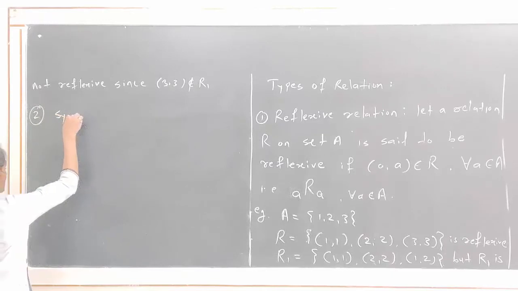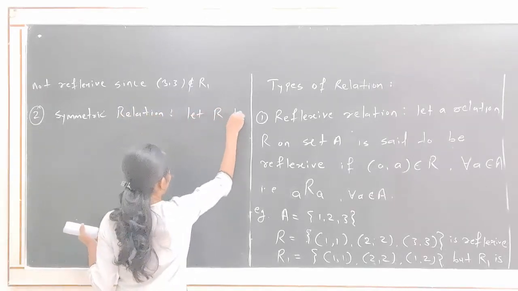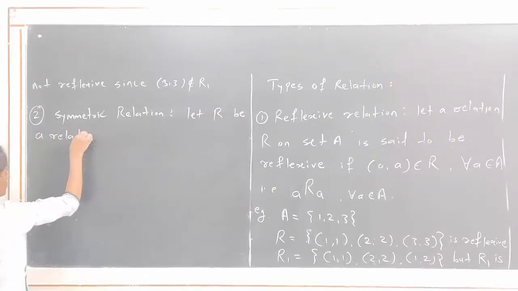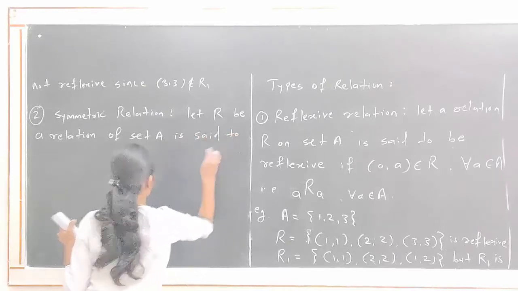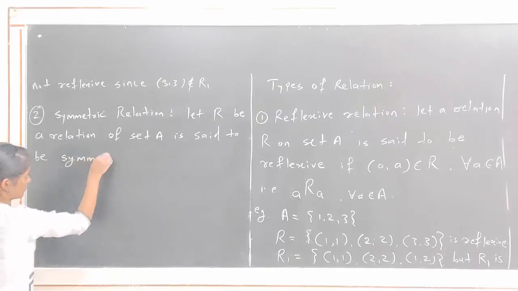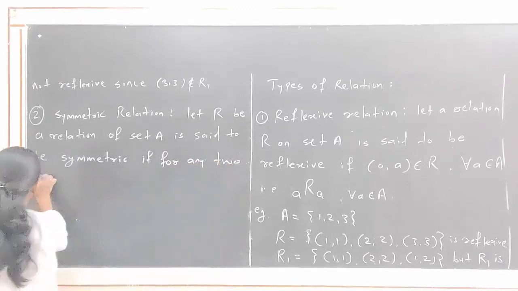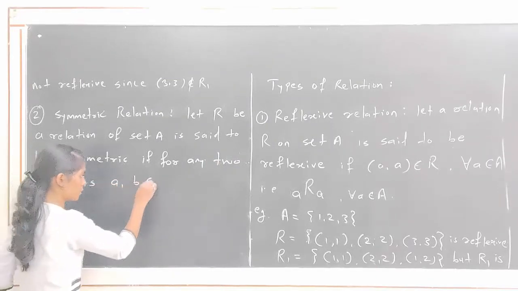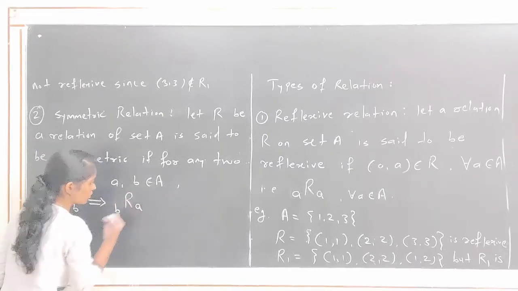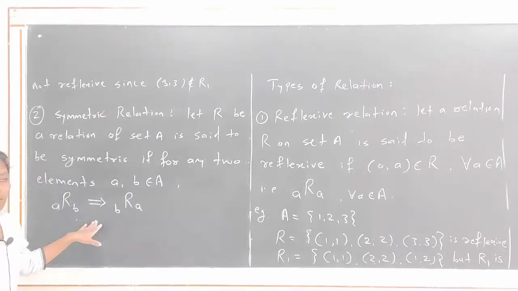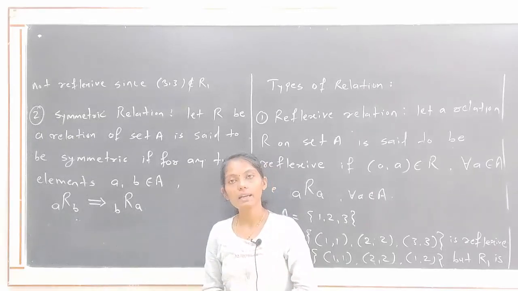Second type, symmetric. Definition: let R be a relation on set A. It is said to be symmetric if for any two elements A, B belonging to set A, A related to B implies B related to A. Then we say that R is a symmetric relation.